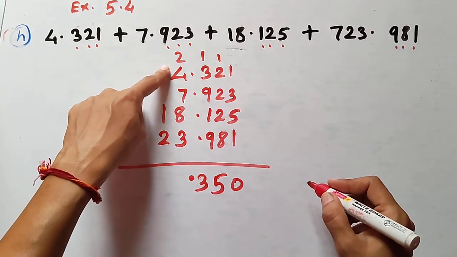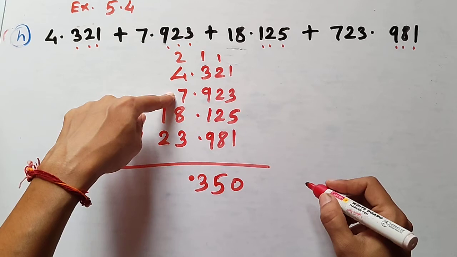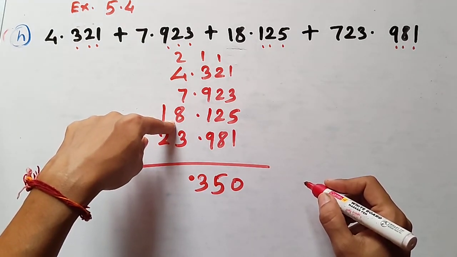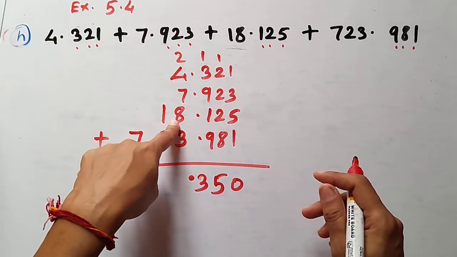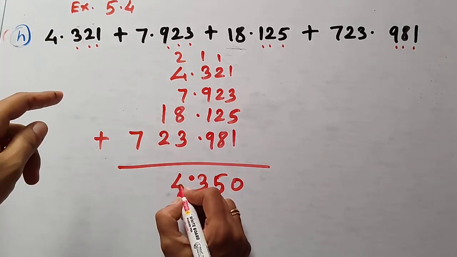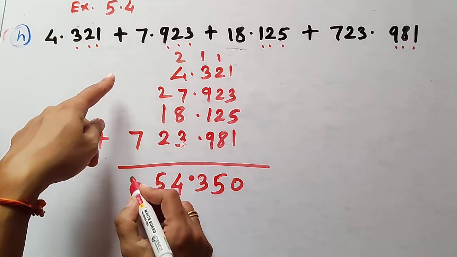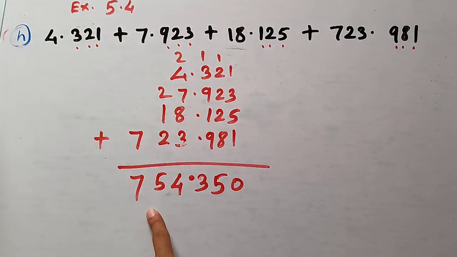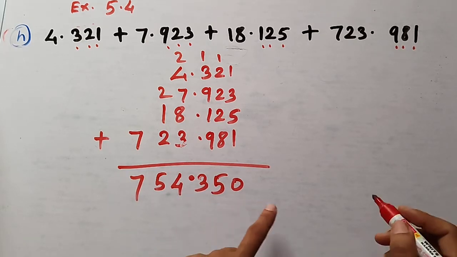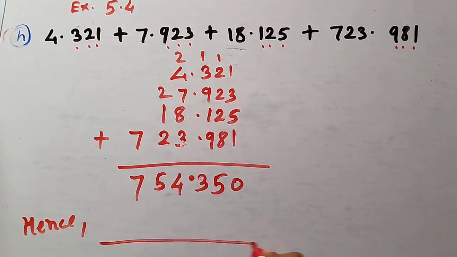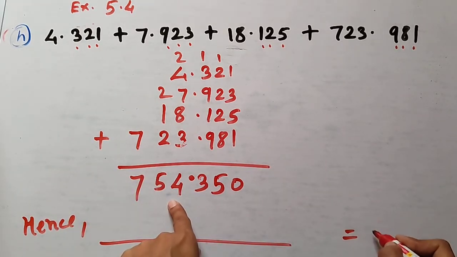Then 4 plus 2 is 6, 6 plus 7 is 13, 13 plus 8 we get 21, 21 plus 4 is 24, 2 plus 2 is 4, 4 plus 1 is 5, and 7. So here we get the answer 754.350. The last step is to write all the digits together as your answer.